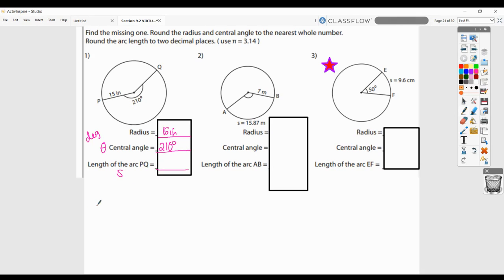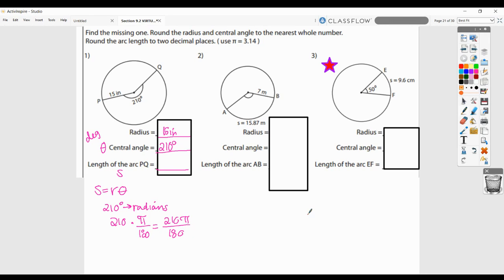So S. The only thing I need to do here is, if my formula is S equals R times theta, there's no mention of area here. I know my radius, I know my theta, but I do need to put that theta into radian mode in order to plug it in. No problem. 210 times pi over 180. So it's 210 pi over 180.